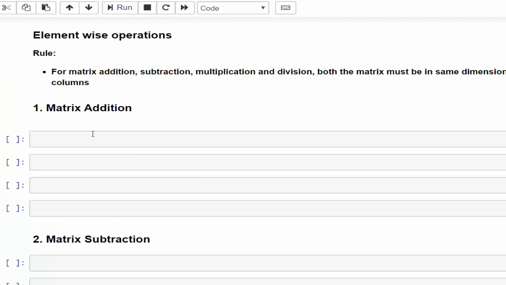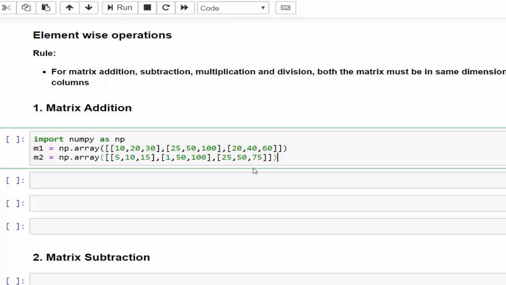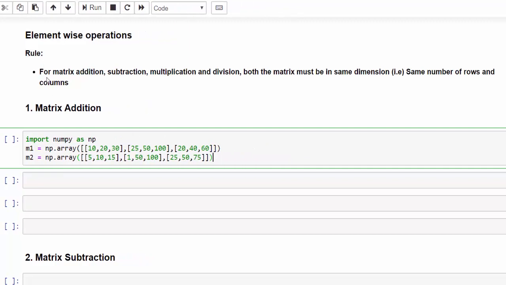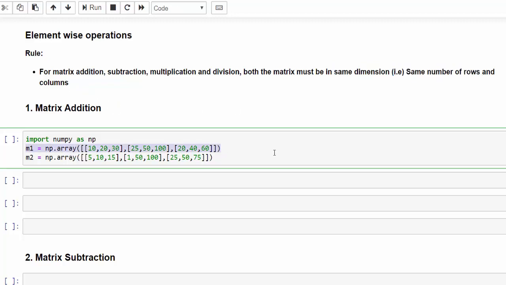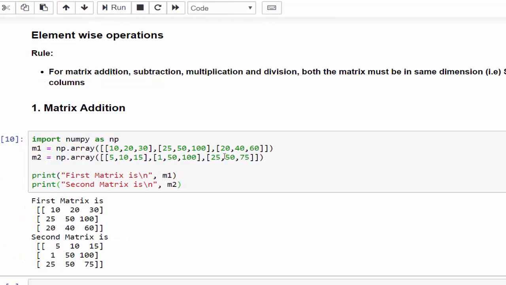Now the next topic is matrix addition. Here what I am going to do, I created two matrices M1 and M2. Both of them are 3 cross 3 matrices, that is 3 rows by 3 columns. Before starting this topic, we have to remember one rule. Whether it's matrix addition, subtraction, multiplication or division, both matrices, that is matrix 1 and matrix 2, must be in the same dimension, that is the same number of rows and columns. Let me execute and show you.